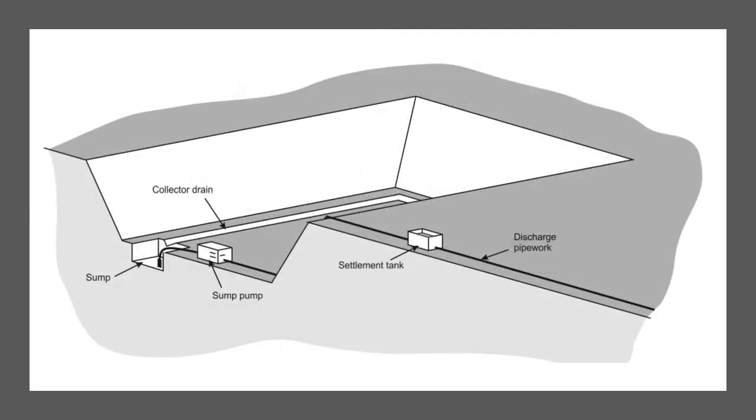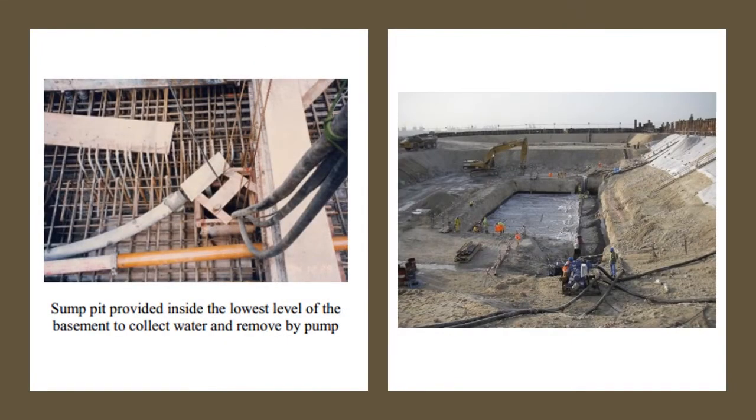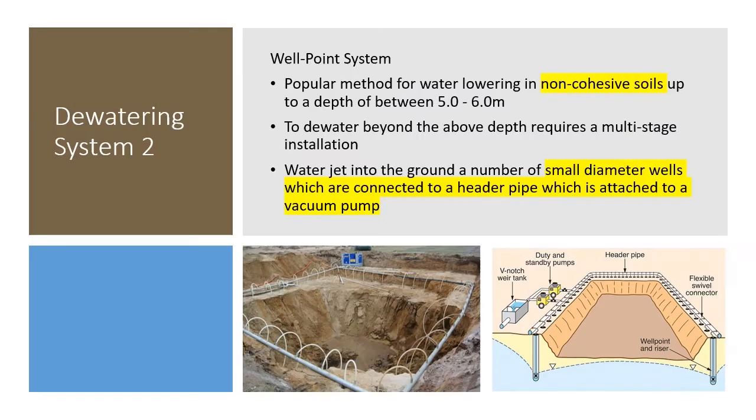So here it is. So this collector drain maybe carries water from rain and whatnot to here. And then this is our sump. This sump pump will pump out. Okay, and then this is the discharge pipe work. So all the water coming from below will go up and we will collect and bring it out, okay, to the discharge pipe work. This is the detailed cross section. This is the example. Some pit provided inside the lowest level of basement to collect water and remove by pump. Basically from below, we can't see it anymore because it is already covered.